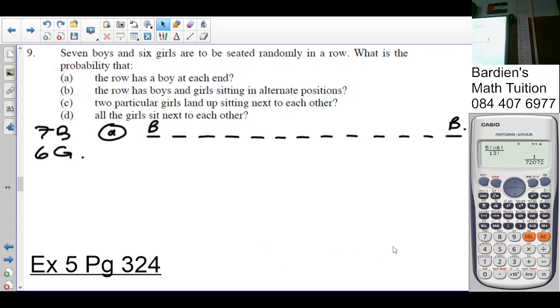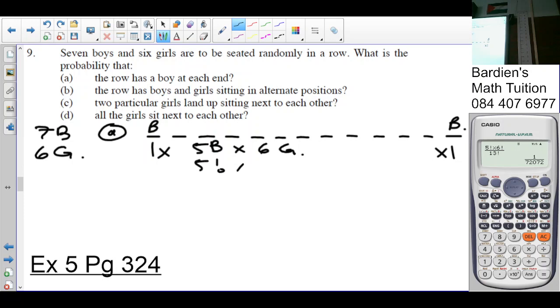Okay, so if it's a boy at each end, then we have one option there and one there. So what are we left with? We are left with 5 boys and 6 girls. So they can be rearranged in 5 factorial times 6 factorial ways. So this is your number of favorable outcomes.